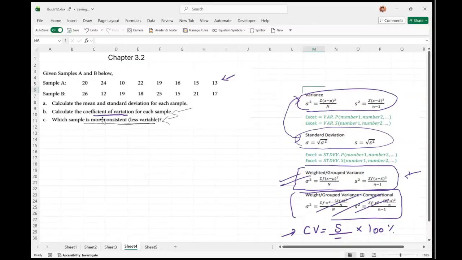All right, so this sample data is given to me for sample one. I wanted to calculate the mean and standard deviation of each sample. So I'll first of all write the data. So this is 20, then 24, and then 10, then 22, and then 19, and then 16, then 15, and then 13. So this data is given to me. I wanted to calculate the standard deviation and the mean.